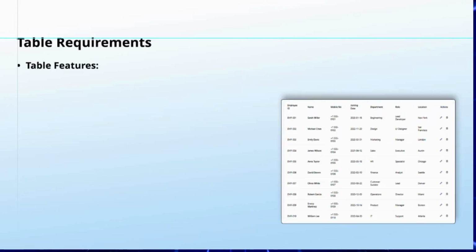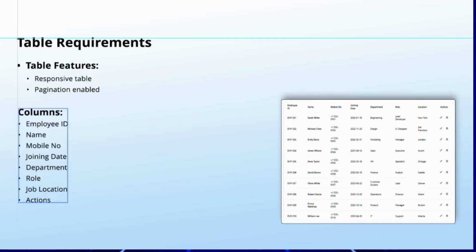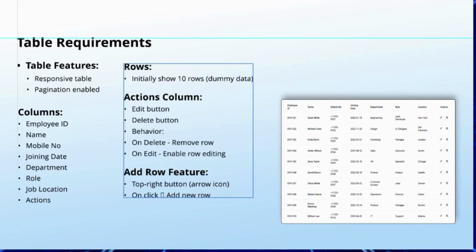The main content area is fully responsive and dynamically adjusts according to the sidebar state. Within the content area, we include a responsive employee management table. The table contains columns such as employee ID, name, mobile number, joining date, department, role, job location, and actions. Initially, 10 sample rows are displayed, with pagination enabled to manage larger datasets efficiently.